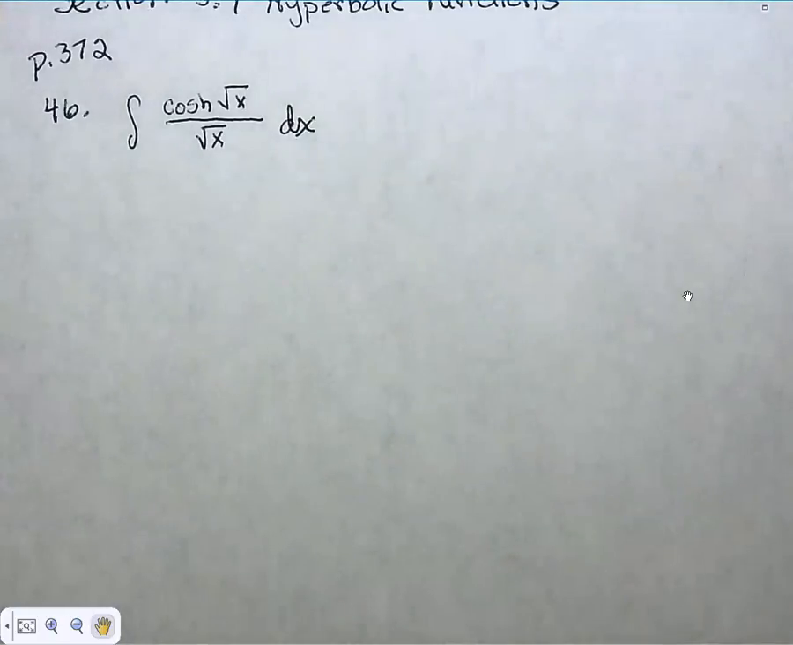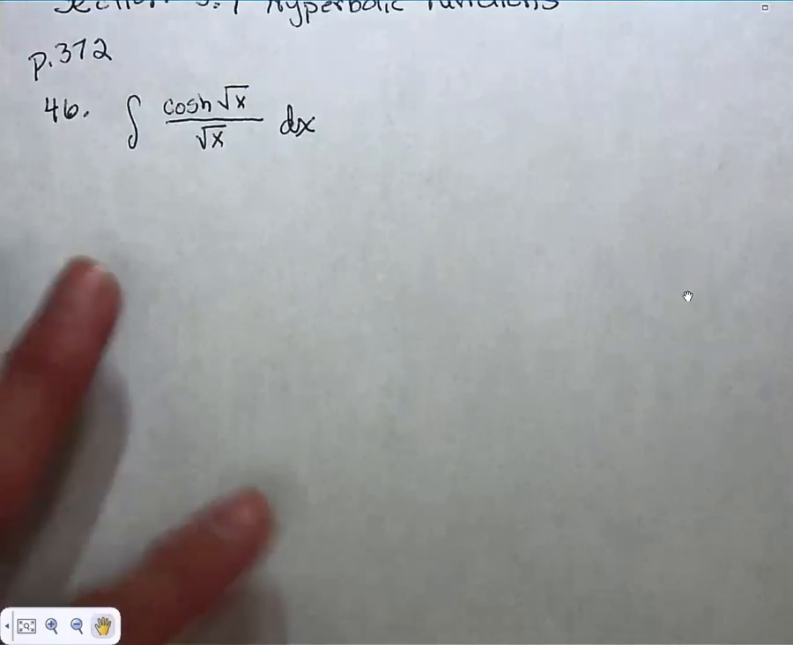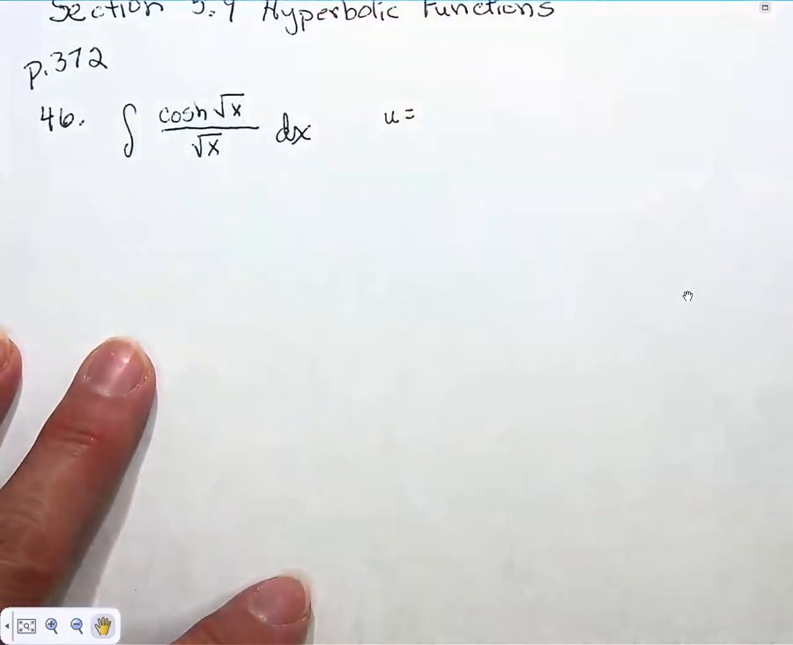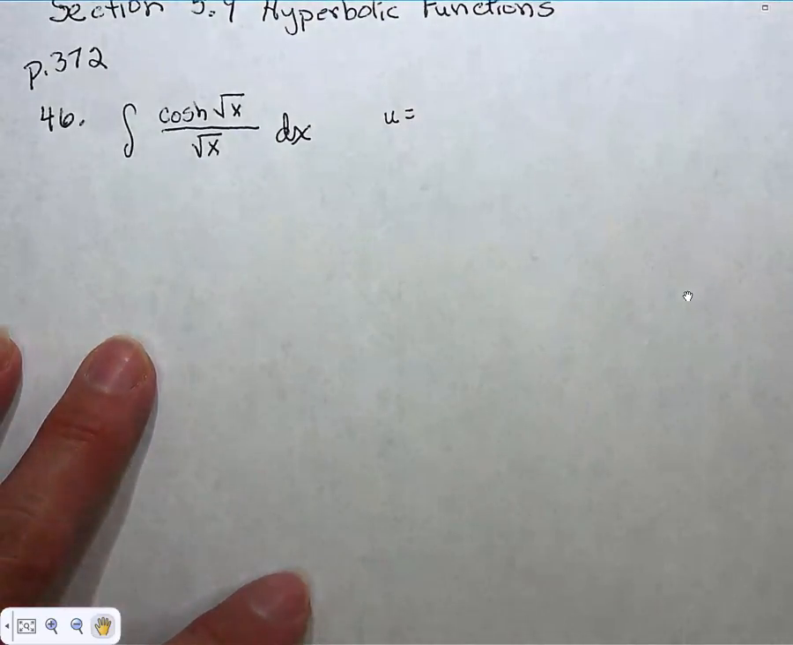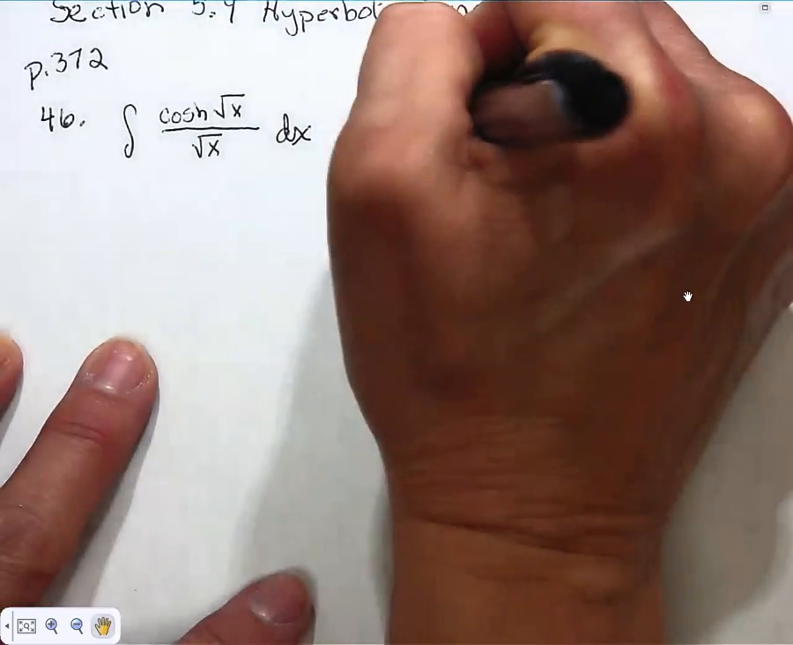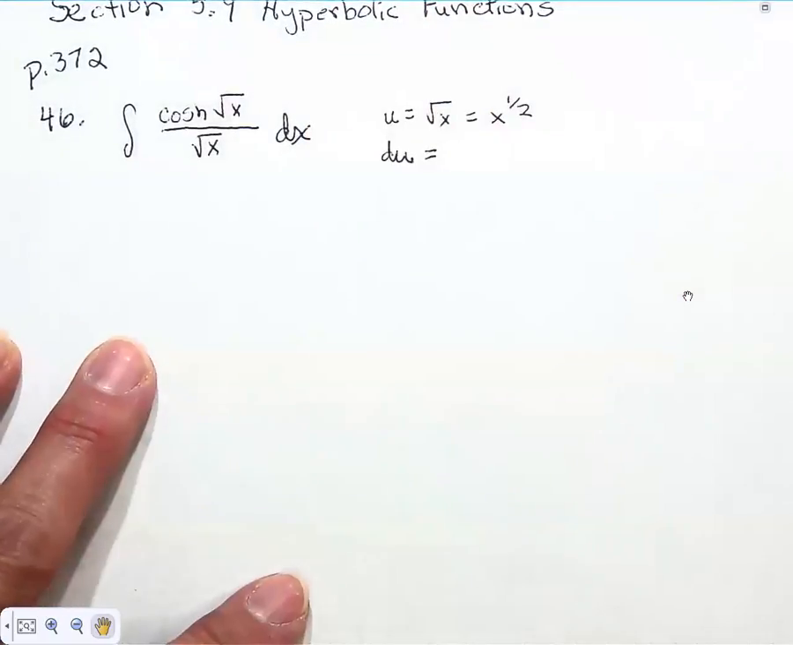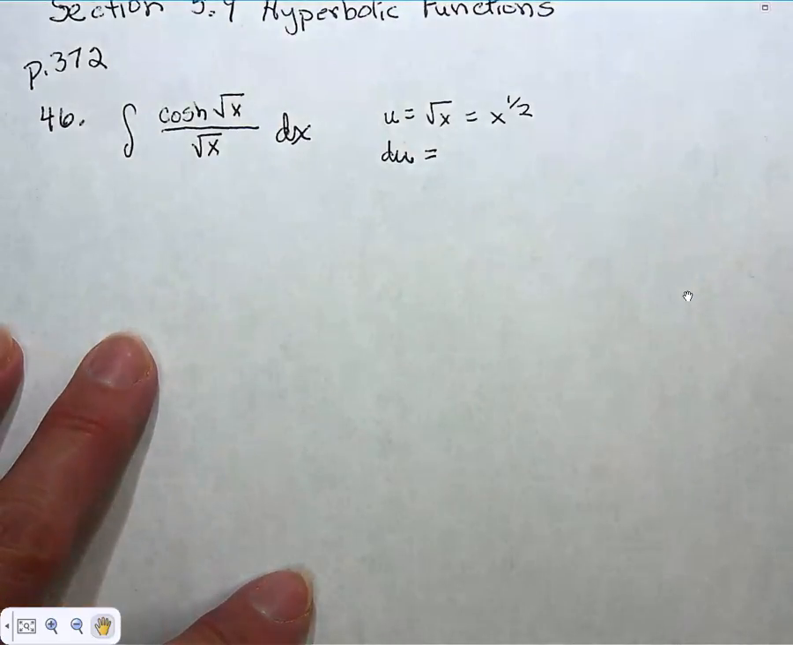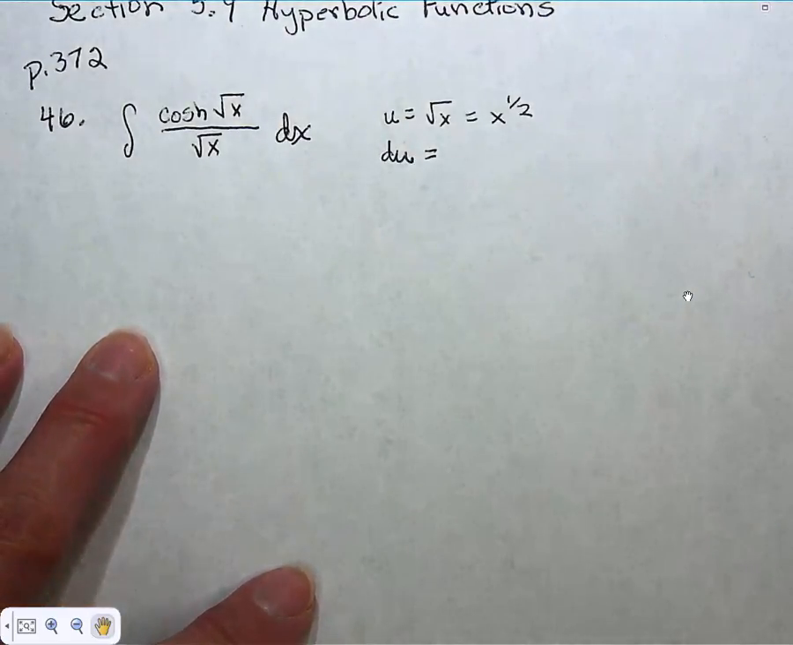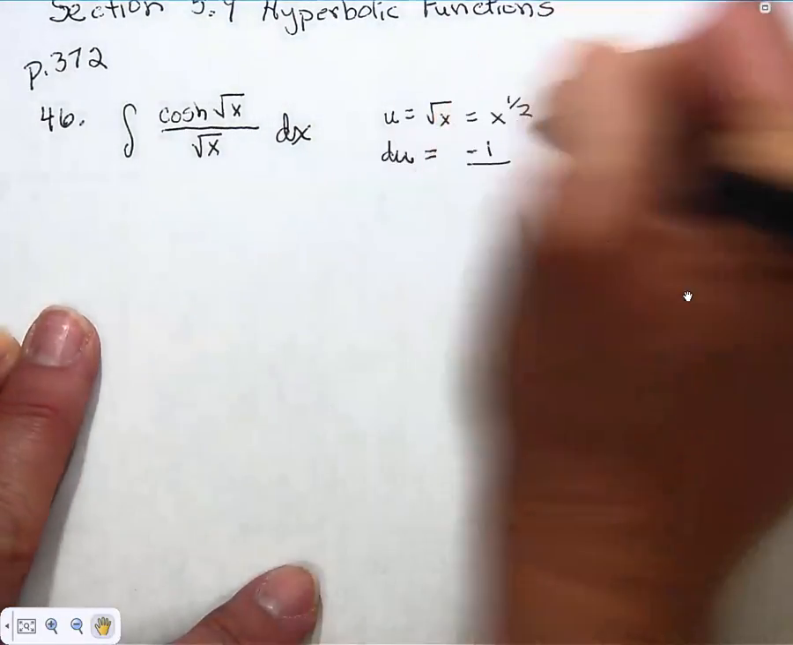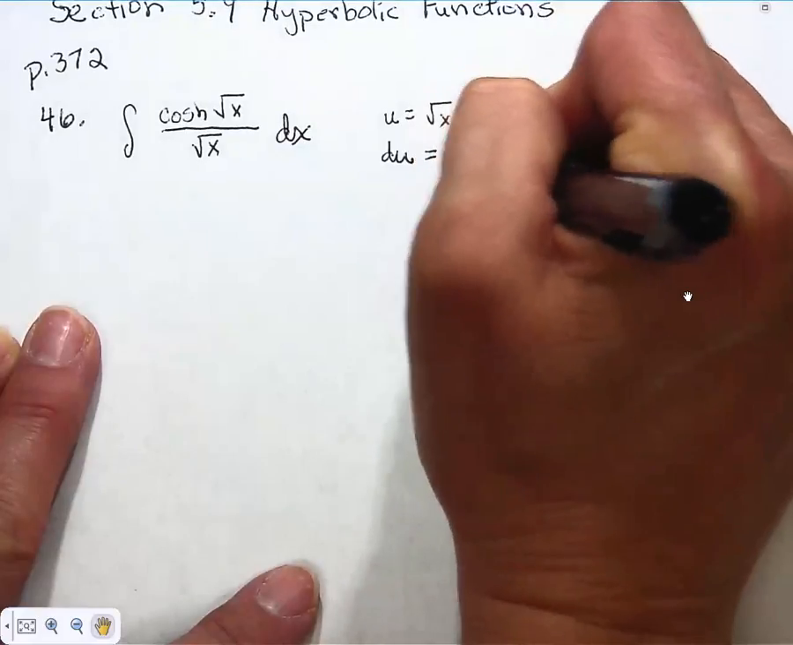If you were to take a wild flying guess, what do you bet u is? That's a pretty good guess. You're starting to develop an intuition for this. So whether I do a formal change of variables or not, I'm at least thinking u is square root of x, which is x to the 1/2, and therefore du must be what? 1/2 x to the negative 1/2, or 1/2 over square root of x.